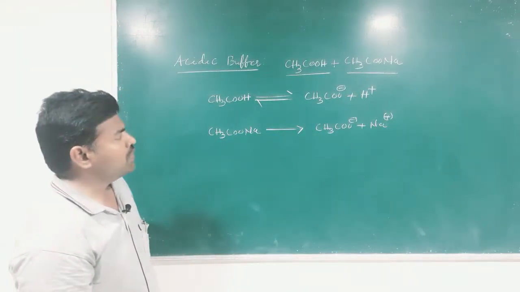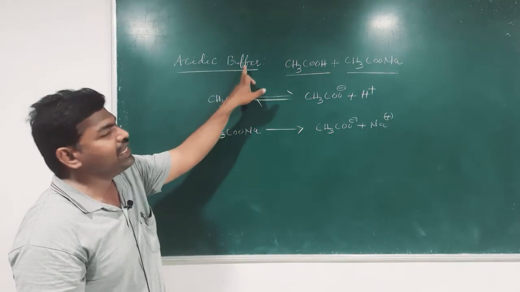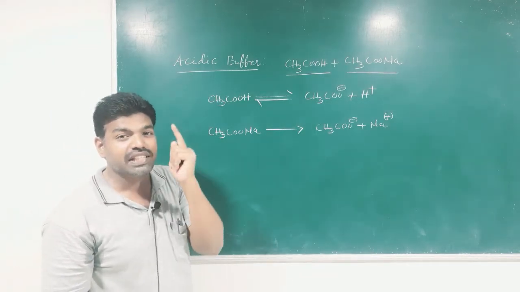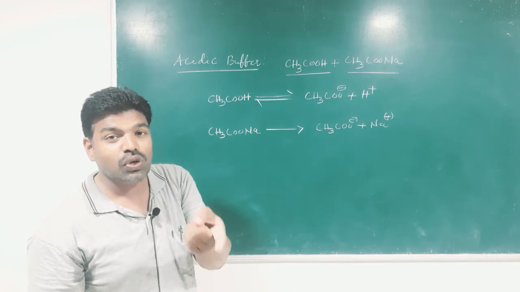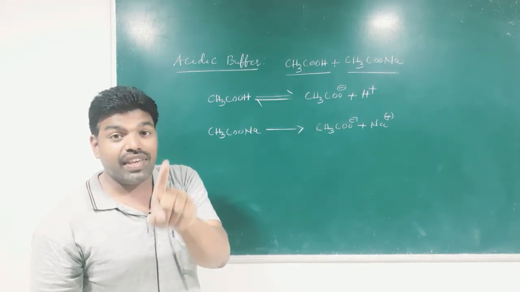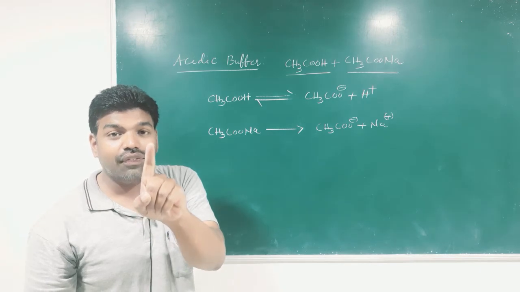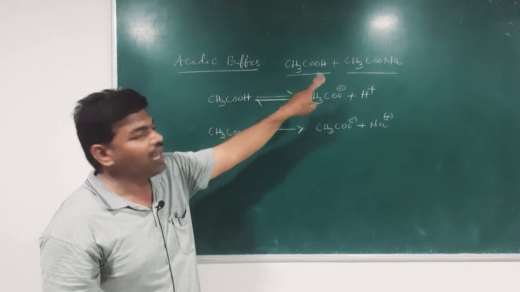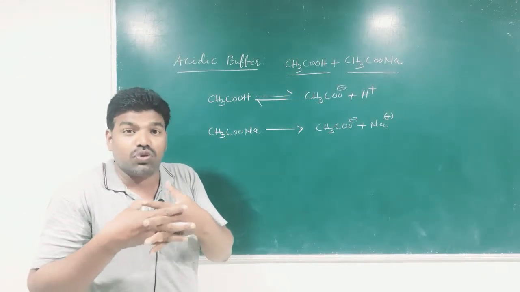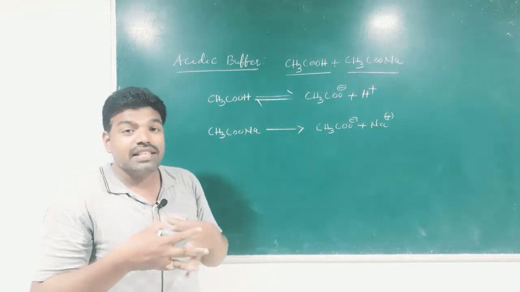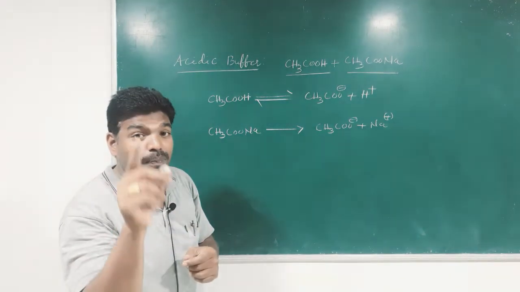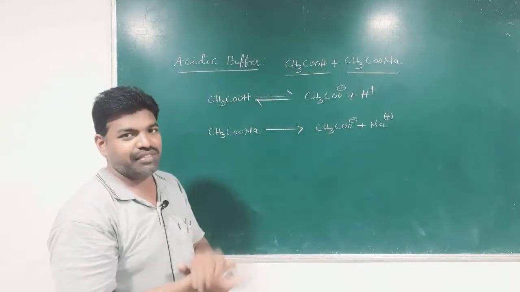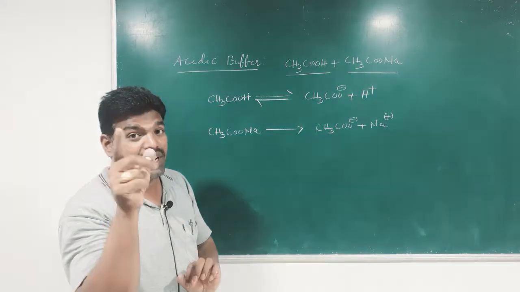Already I told you acidic buffer is a solution of mixture of weak acid and a salt of weak acid with a strong base. Please keep this point in your mind. In acidic buffer these two are combined together, these two are in the same solution. You should keep that point in your mind, acetic acid and sodium acetate are present in the same solution.